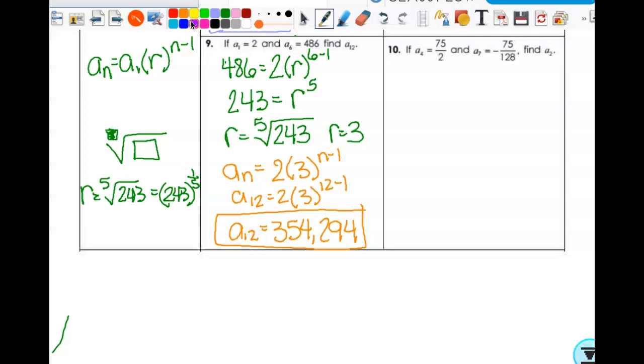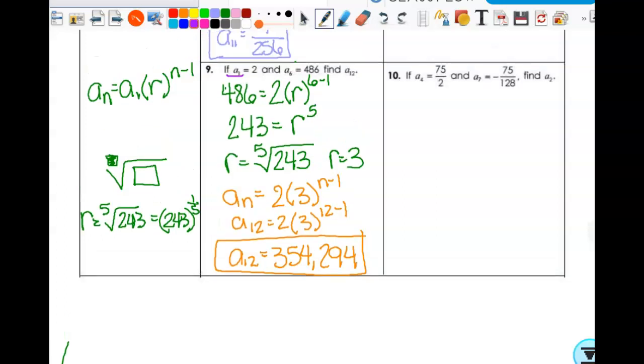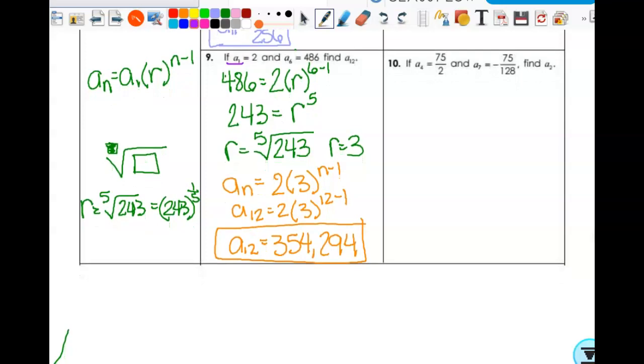Okay, so number 10 is even a little bit different than that. On number 10, still don't know r, but here at least I had the first term. I don't even have the first term here. I have the 4th term and the 7th term. So when that happens, when you need r and you don't even have the first term, then we're going to think about in chronological order, the first term that we come to that we actually have is a sub 4. So this is going to be like our pretend first term. We're going to pretend like it's A1, and I'll show you what I mean by that.